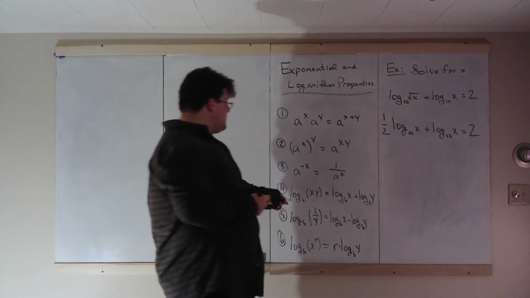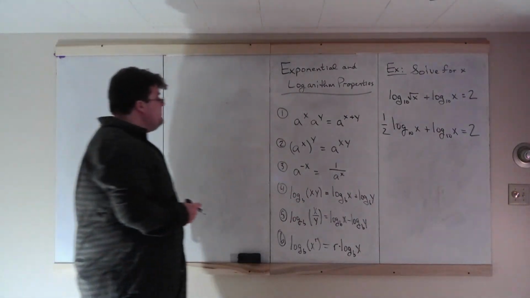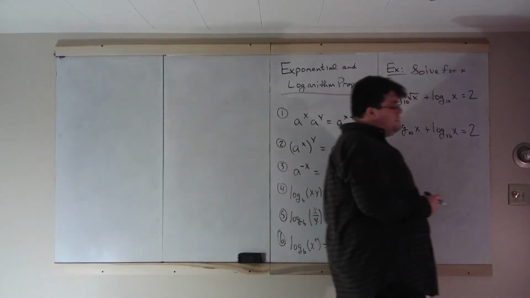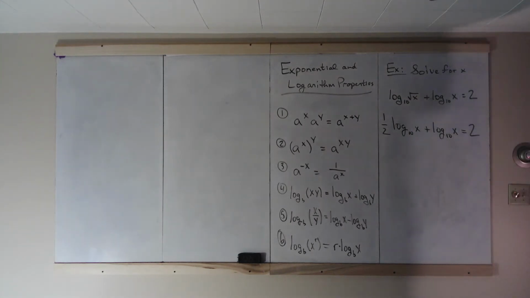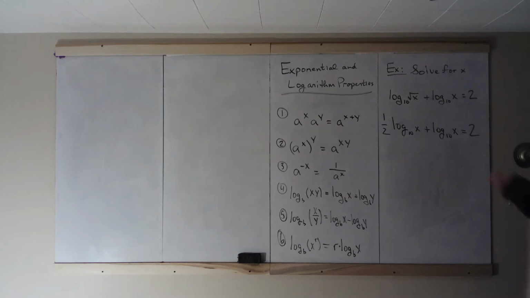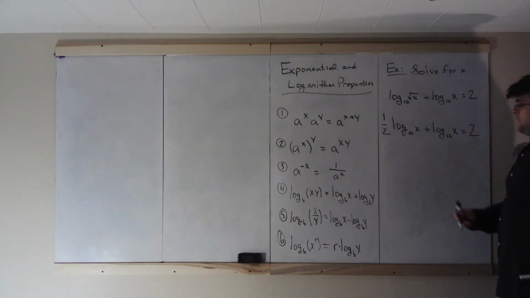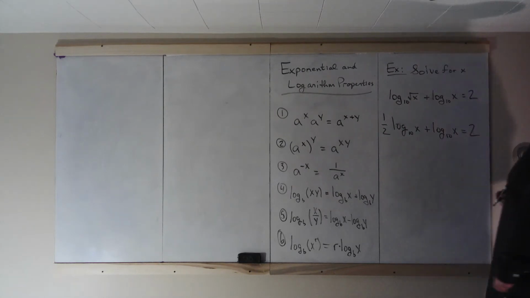Notice in these, when you split, the bases remain the same. We won't combine logarithms with different bases. There are certain logarithm properties you can do to convert them, but don't worry about that. So all I did here was property 6: root x is x to the 1/2, and I brought the 1/2 out front. How do we solve this?